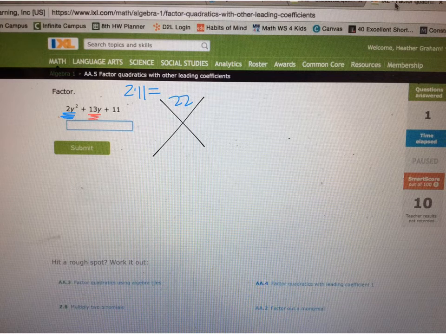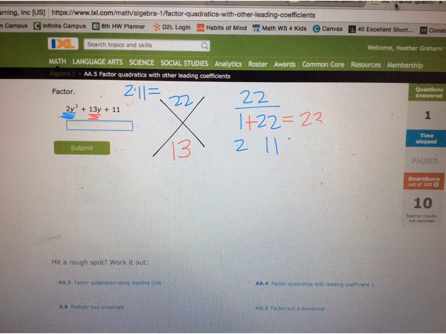At the bottom, we're still going to put our 13. So when we come up with all the numbers that multiply to 22, we know that's 1 and 22 and 2 and 11. And if we go ahead and add 1 and 22, we get 23, so that doesn't work. When we add 2 and 11, we get 13. So we know that those two numbers do work for this railroad crossing. So I'm going to go ahead and put 2 and 11 in those spots.